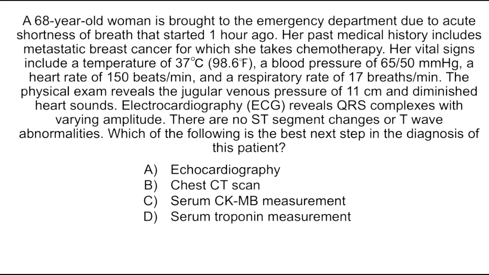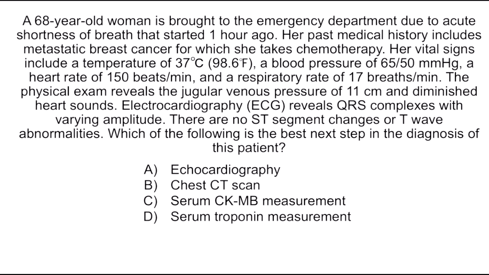The physical exam reveals a jugular venous pressure of 11 centimeters and diminished heart sounds. Electrocardiography, or ECG, reveals QRS complexes with varying amplitude. There are no ST segment changes or T-wave abnormalities. Which of the following is the best next step in the diagnosis of this patient? A. Echocardiography. B. Chest CT scan. C. Serum CKMB measurement. Or D. Serum troponin measurement.